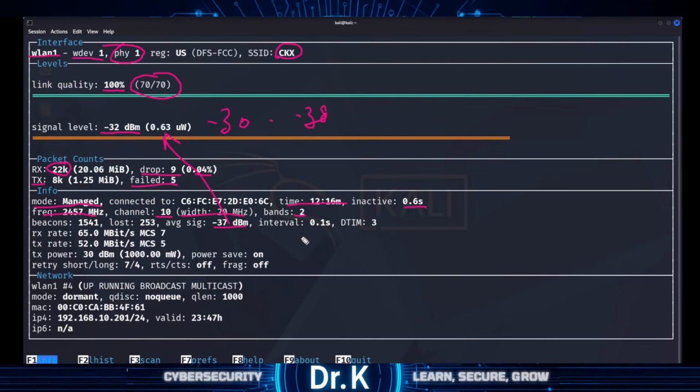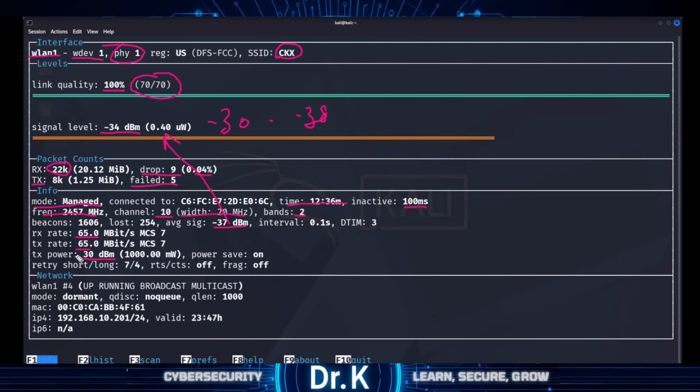All right, we can see the interval. What I really want to pay attention to right here is this right here. Our receive rate is 65 megabits per second, and my transmit rate is, well, it was 52, now it's 58.5. Not too bad. I can see my transmit power is 30 dBm. That is great. That's exactly what I want to see right there.